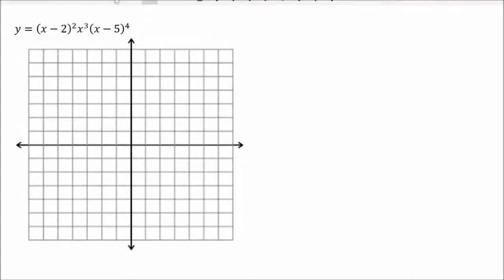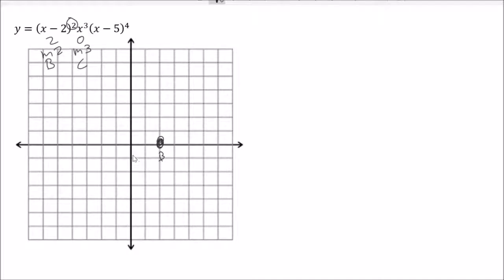Let's try this one. You may already be ready to pause the video and try them on your own. I'm going to go pretty quickly on this one, a little bit faster than the last one. Here the 0 is 2. Its multiplicity is 2, which means that it will bounce. Right here, the 0 is 0. Its multiplicity is 3, which means it will cross. So we're going to cross over at the origin. Right here, a 5 would make that 0, and the multiplicity is 4, which means that it will bounce. So let's go out to 5.